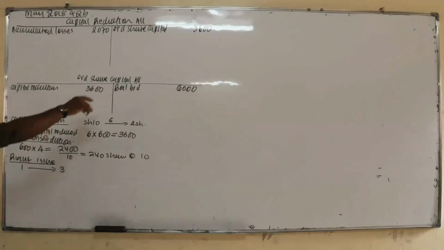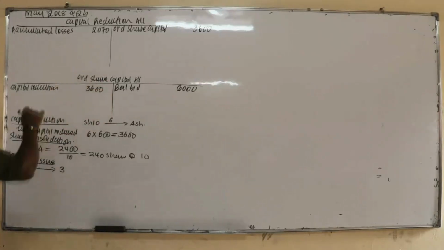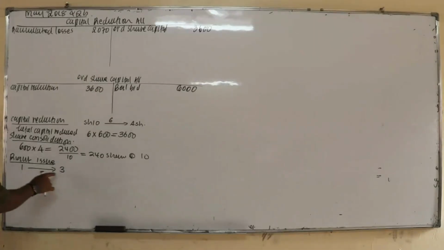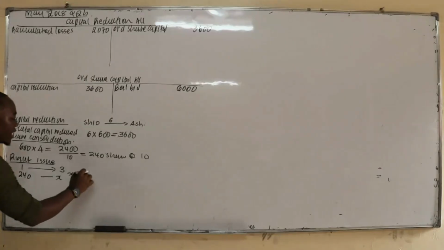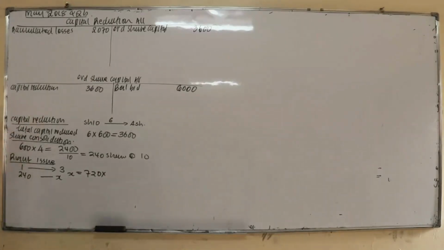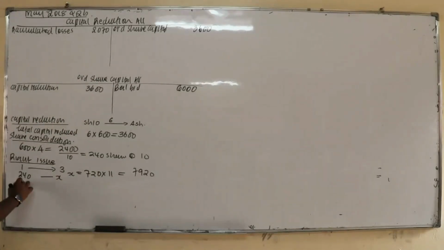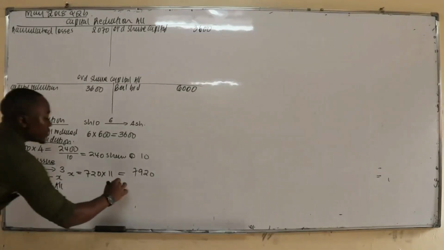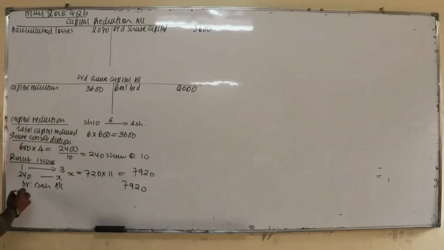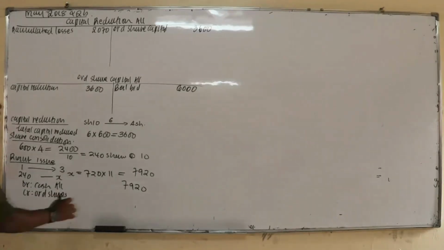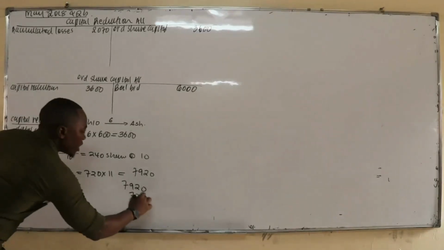It will affect the share capital and the capital reduction account. So for every one, you get 3. 240 times 3, you get 720, and the issue price was 11. 720 times 11 is 7,920. So how will you account for this? You debit the cash account with an amount of 7,920. Then you credit ordinary share capital with an amount of how much? 7,200.